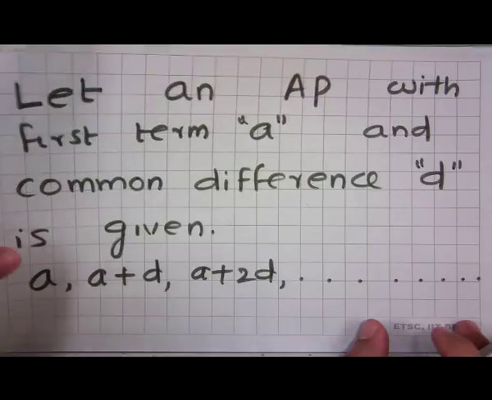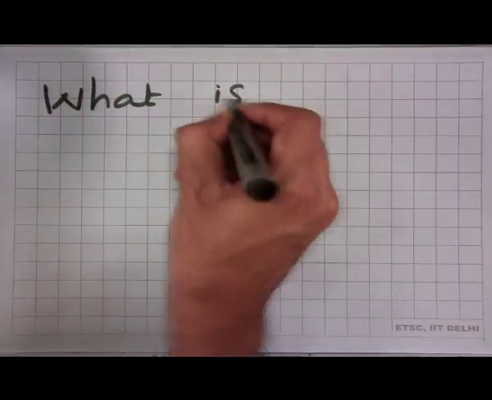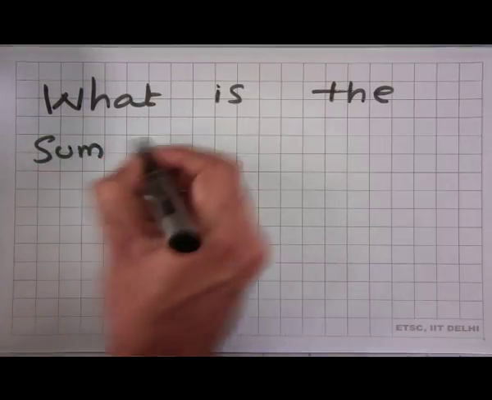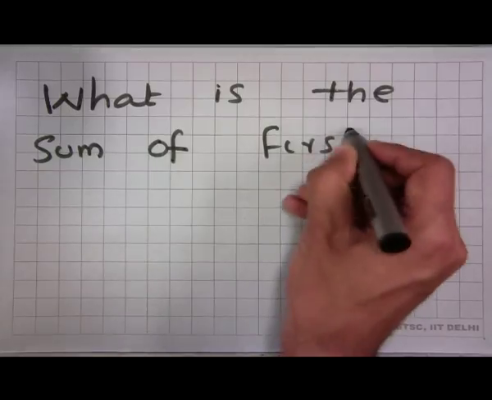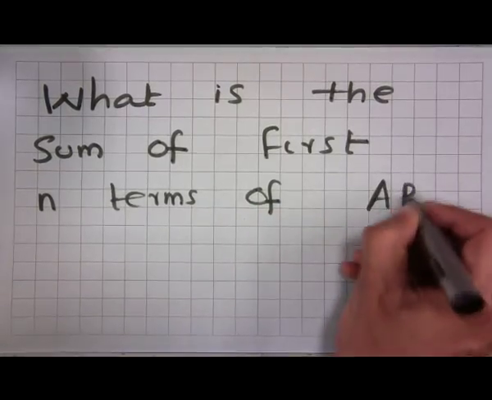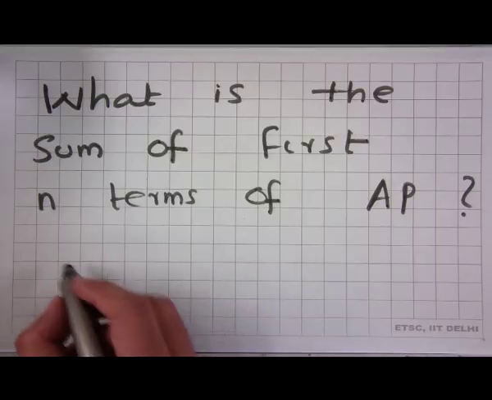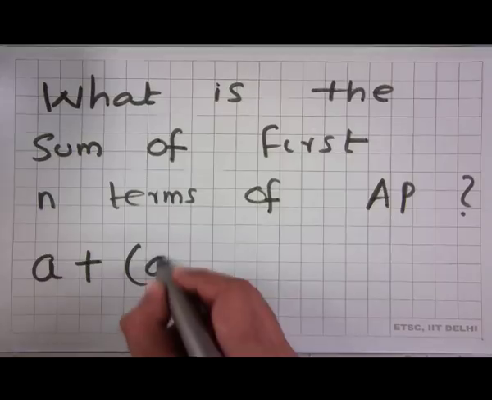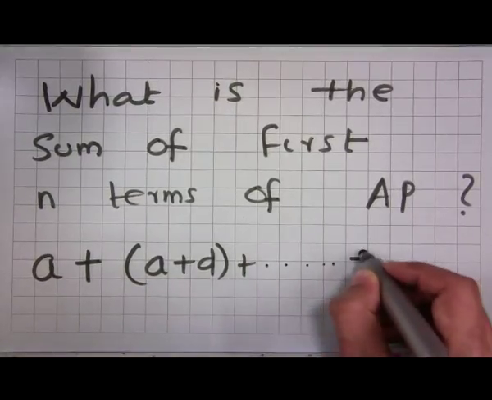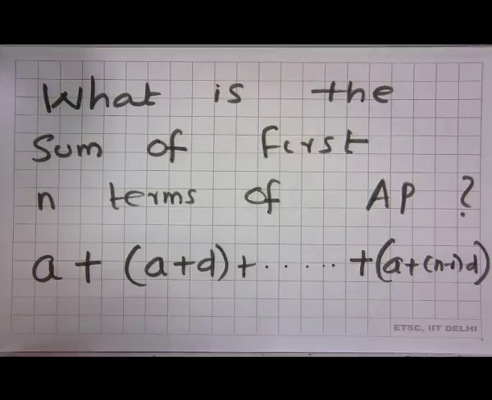The question that we want to answer is the following. What is the sum of the first n terms of this AP? In simple terms, we want to get an expression for a plus (a plus d) plus so on, up to the nth term, namely a plus n minus 1 into d. Can we have a closed form expression for this? That is what we want to investigate next.